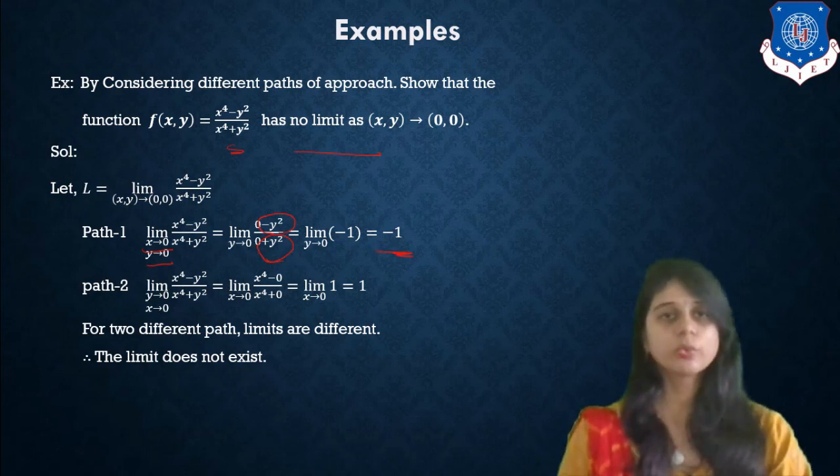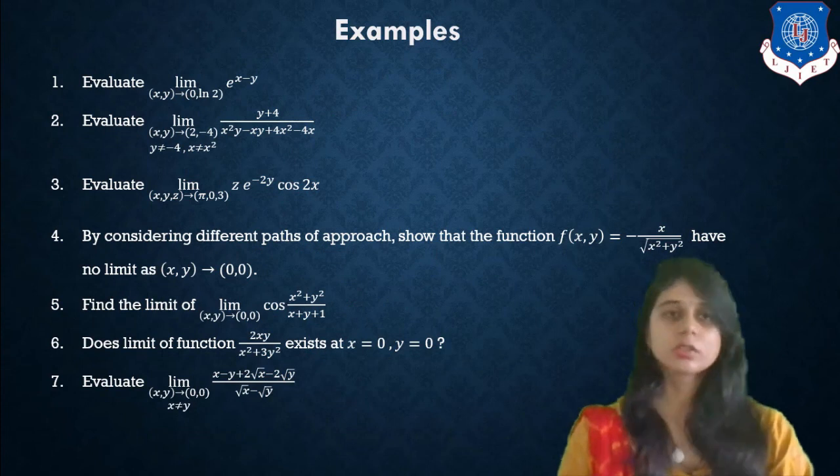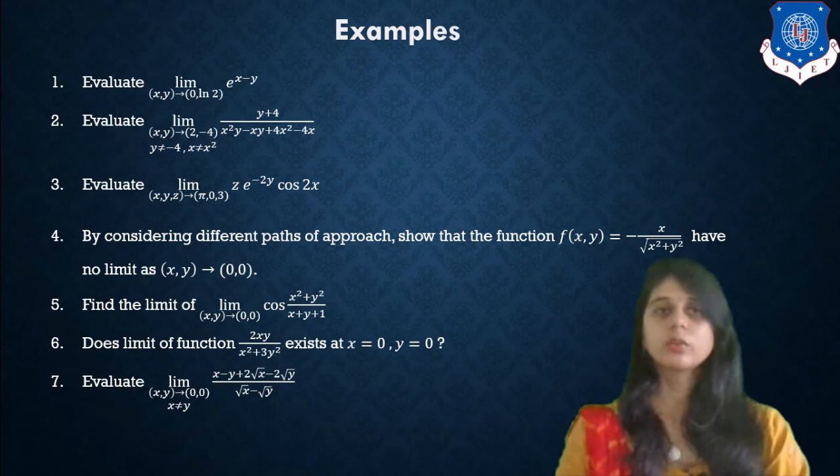As path 2, we apply y tends to 0, then x tends to 0, and we get x raised to 4 upon x raised to 4. So it is 1. Both are different limits, so we say that the limit does not exist as per the definition of limit. Okay, so this is a basic example to do yourself.